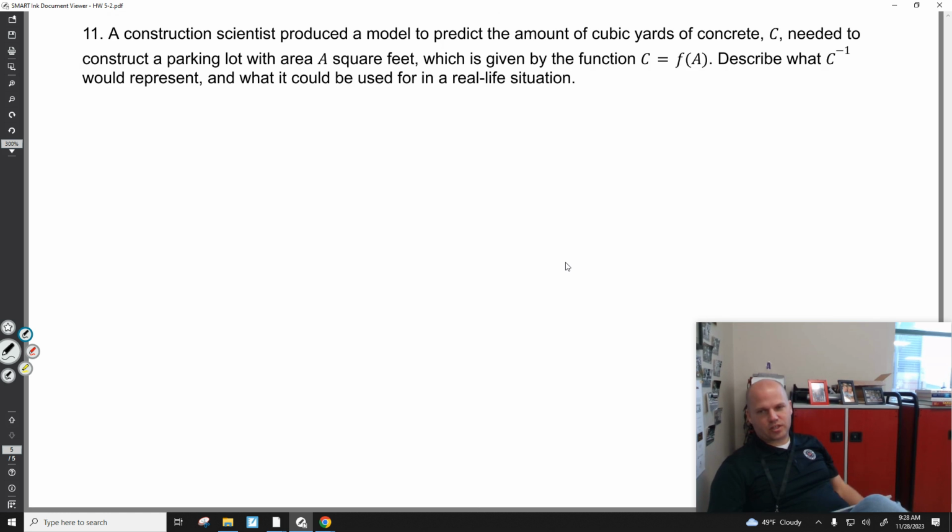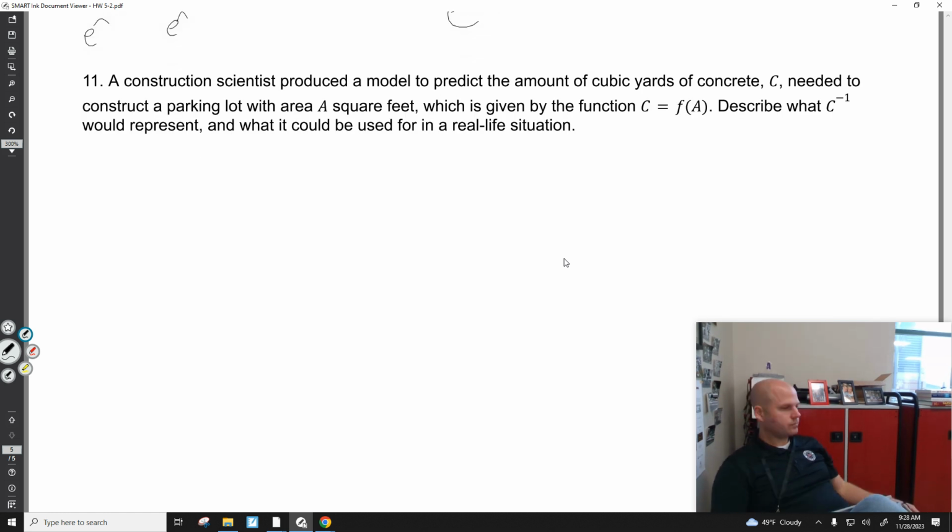All right, last question. This is the question that's like the key. Like, why do we have inverses? Why do we want to do programs? Because sometimes we want these programs that will use outputs to go back to the input. A construction scientist produced a model to predict the amount of cubic yards of concrete needed to construct a parking lot with area square feet.